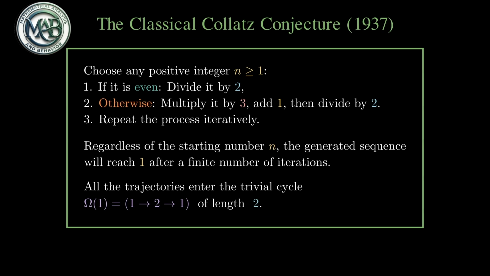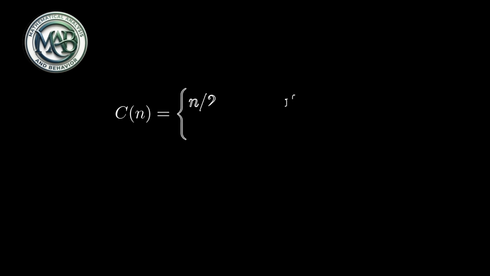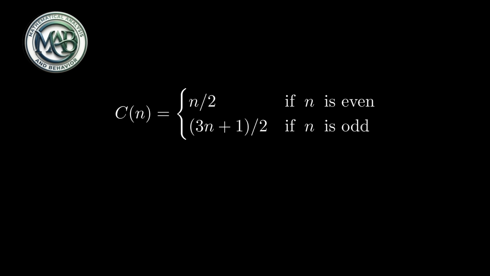The associated map to this process, denoted by C, as in Collatz, may be given as C of n equals n divided by 2 if n is even. C of n equals 3 times n plus 1, all divided by 2, if n is odd. The Collatz conjecture may be formulated with mathematical symbols as follows. For any integer n greater or equal to 1, there exists a positive integer k such that the iterate of C of order k equals 1.